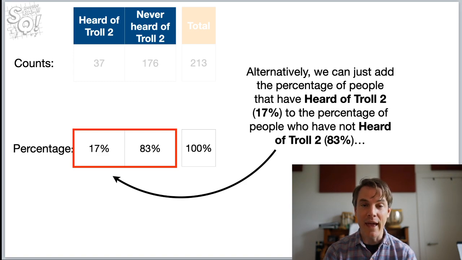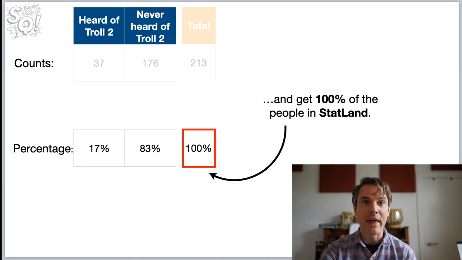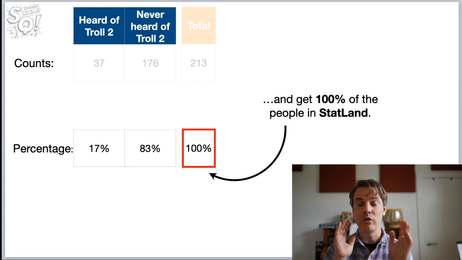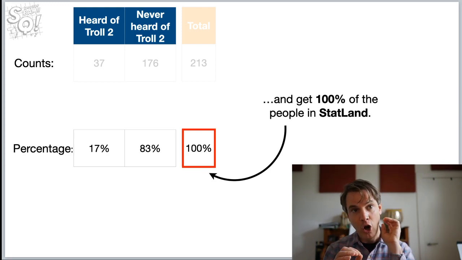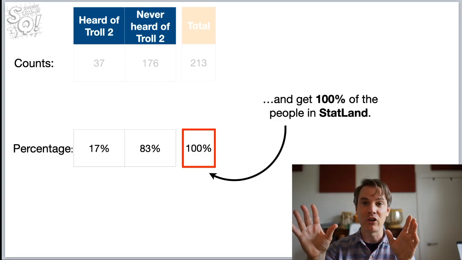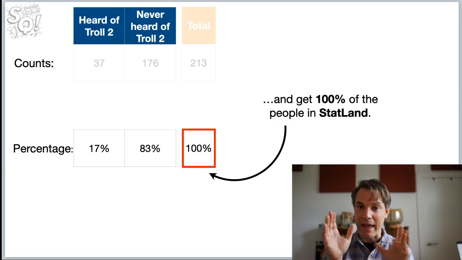Alternatively, we can just add up the percentage of people that have heard of Troll 2, 17%, to the percentage of people who have not heard of Troll 2, that's 83%. And that should give us 100% of the people in Statland, because we said there's just two types of people in Statland. You've either heard of Troll 2 or you haven't heard of Troll 2. There's no other category. So that accounts for 100% of the population.